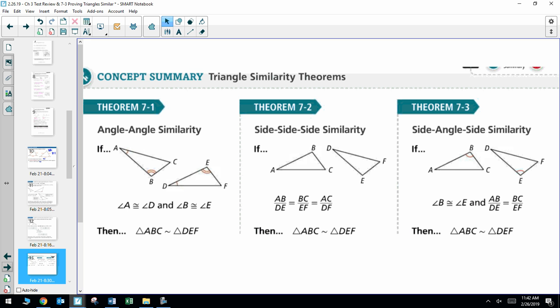This one also follows, right, if you have side, angle, side. If two sides are proportional and the angle between them is equal, then they're also similar. These follow from the ones we've talked about before, but the ones we were talking about before were for congruent, if they were exactly the same size. Now, if they're similar, that just means one's been stretched.